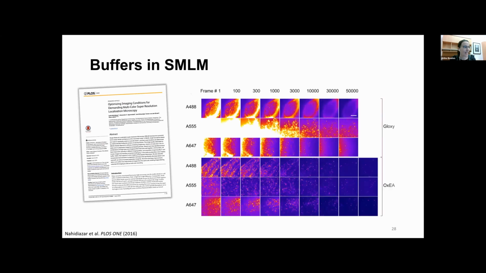So dye, for example, can be tested in an experiment where, for example, here it's displayed quite nicely. In this paper on the side, they actually test 3 different dyes. They image the same or a similar structure with these dyes, take a few thousand images, and check how strong the signal is, even after 50,000 frames, for example.